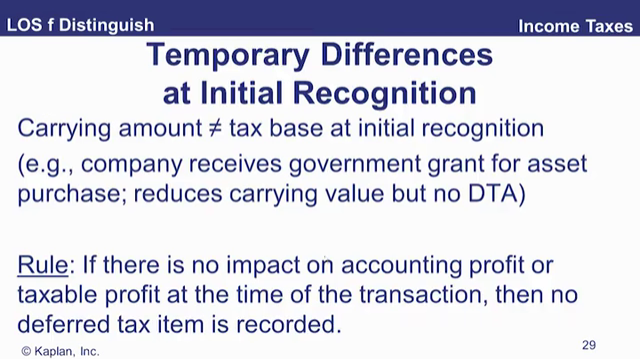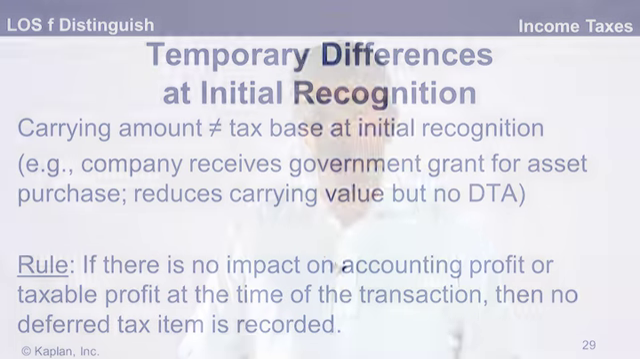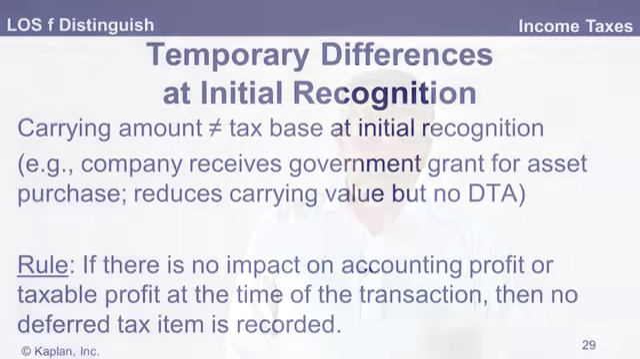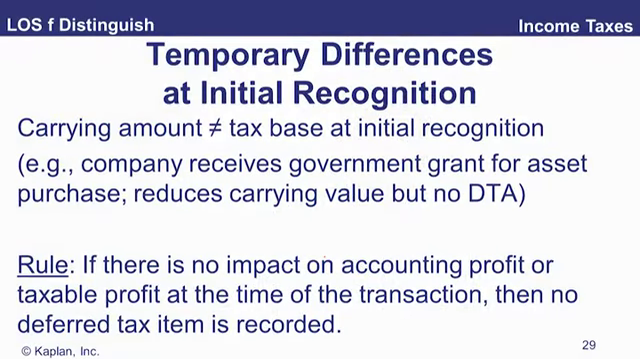So let's have a look at our temporary differences at initial recognition. The carrying amount does not equal the tax base at initial recognition. Okay, so we're talking about a difference between the balance sheet amount and the tax base. Remember, the tax base being the amount that will go through future tax returns. Now, this situation where your carrying amount and your tax base are different at initial recognition are often caused by tax credits for capital expenditure. Okay, so in other words, I'm getting some tax benefit that I can offset against my capex. So you can see the company has received a government grant for an asset purchase. That reduces the carrying value, but it doesn't create a deferred tax asset.